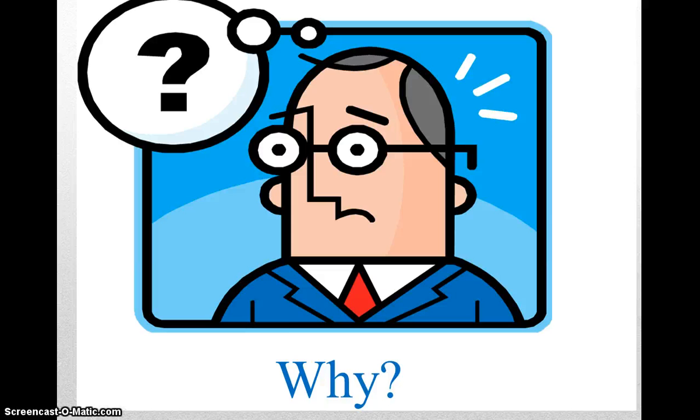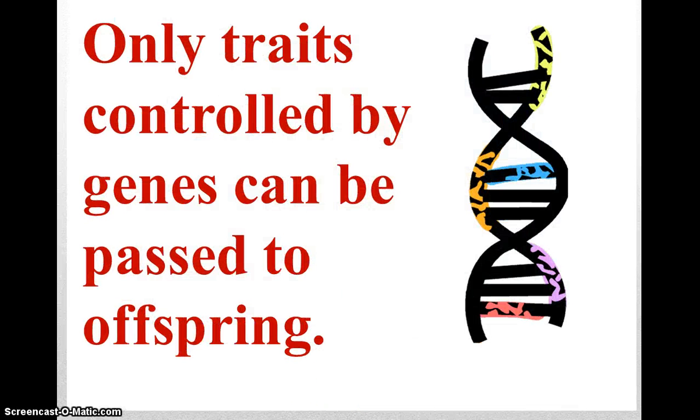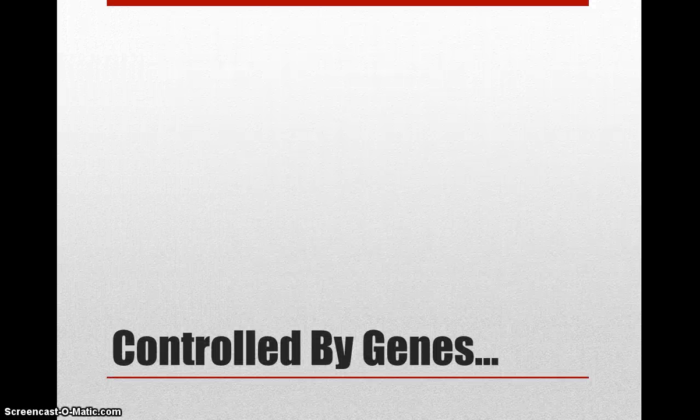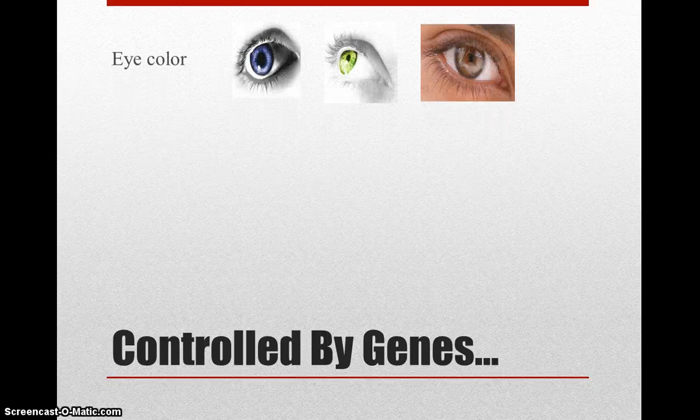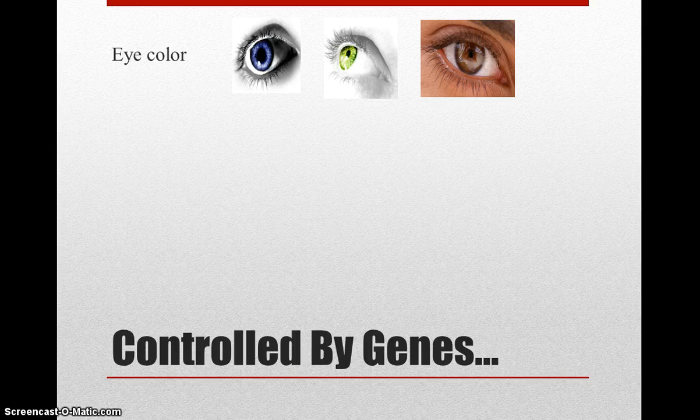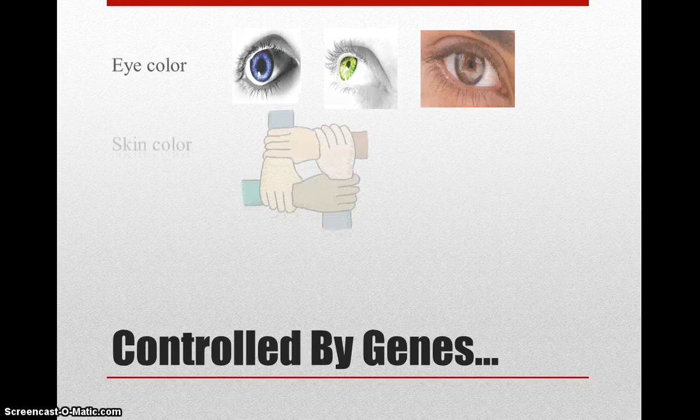Why is that? Only traits controlled by genes can be passed to offspring. The only trait that was in that list that is controlled by a gene was fur color. Well, what other types of traits are controlled by genes other than fur color? Well, there's eye color. You see there's blue, green, brown.